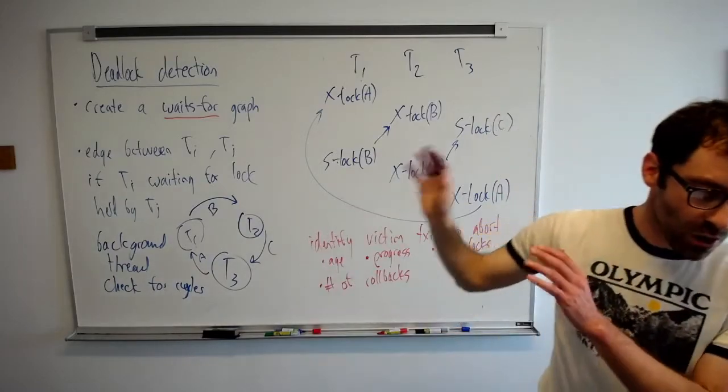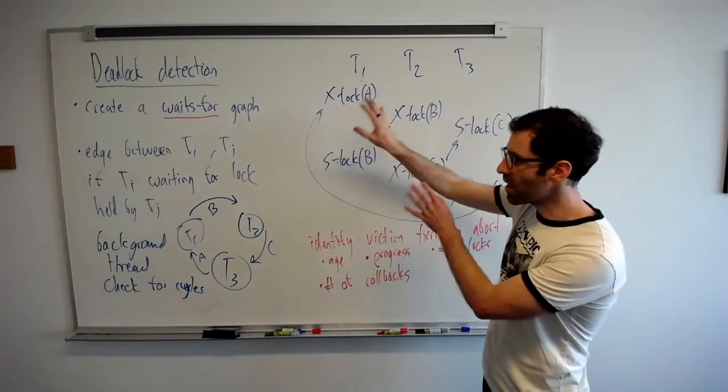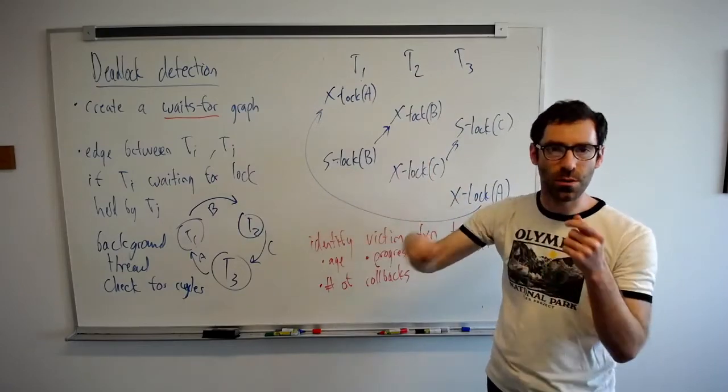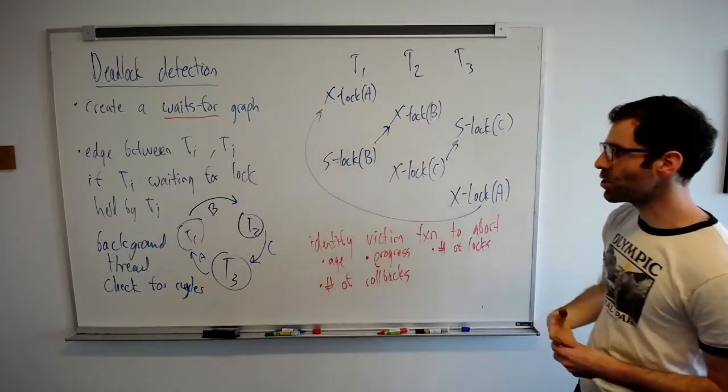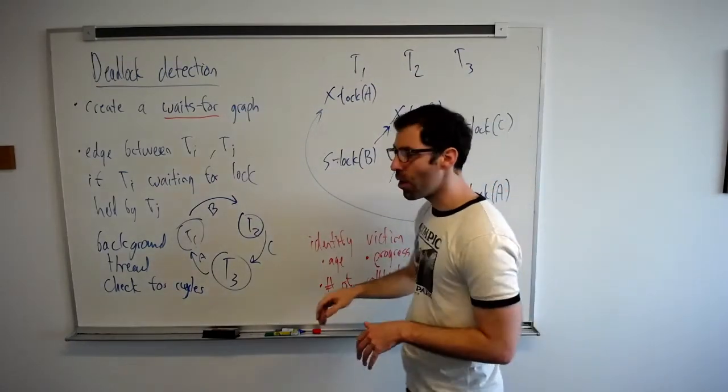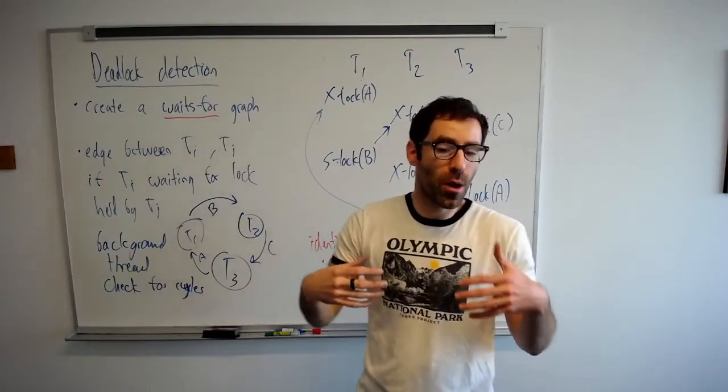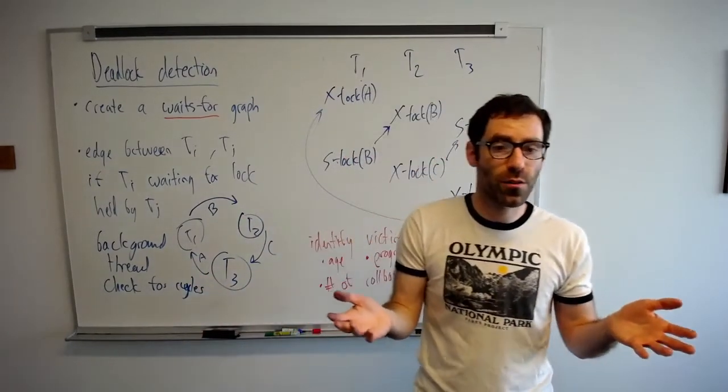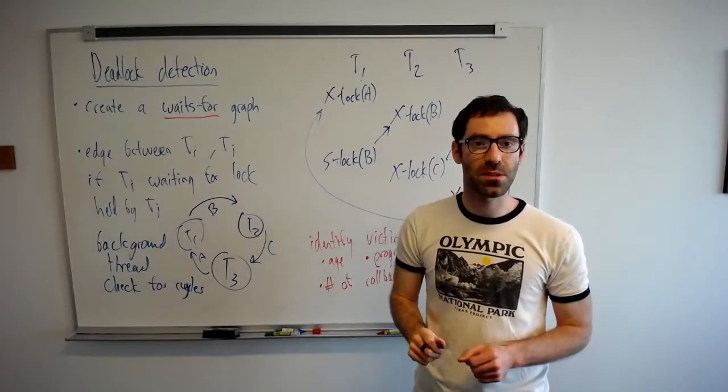So that's our way of detecting deadlock. Deadlock occurs, we detect it, we resolve it by choosing some transaction to abort. But we are also going to want to prevent deadlock from occurring in the first place. And so that's what I'll talk about next.